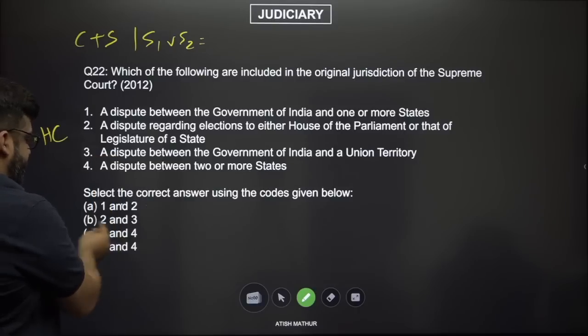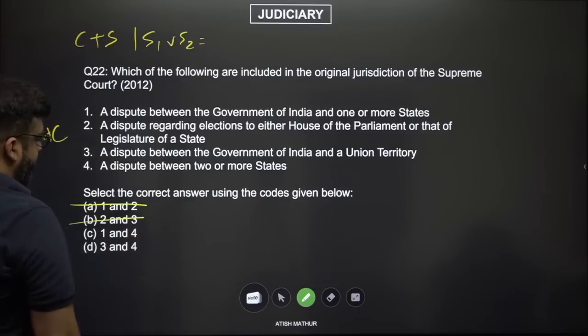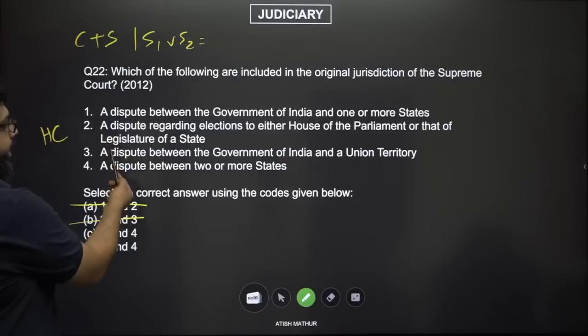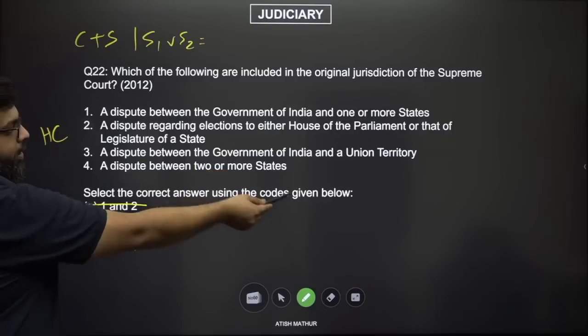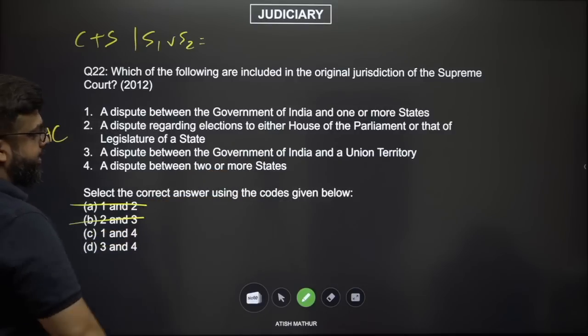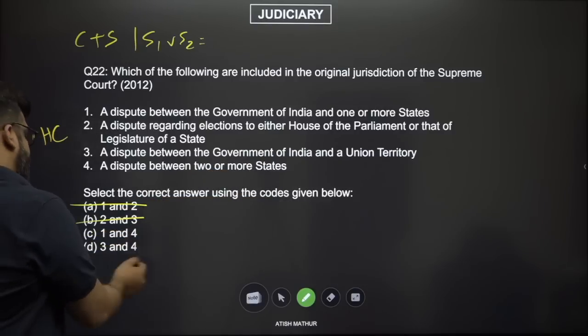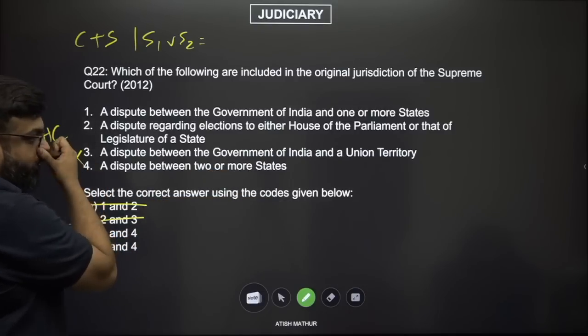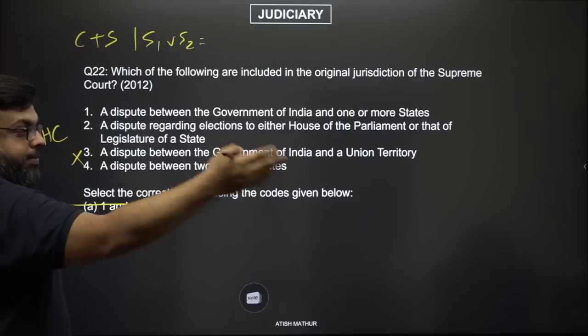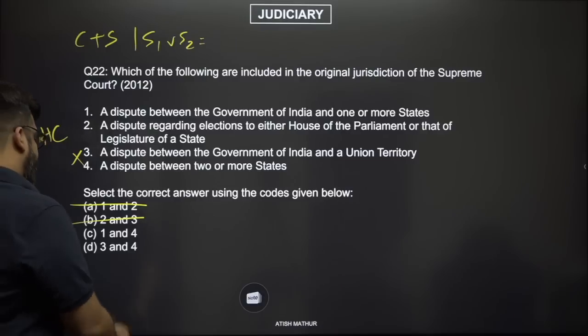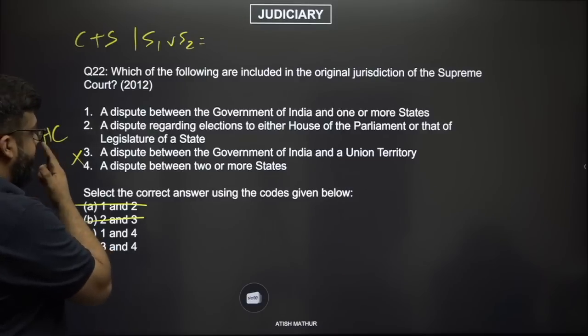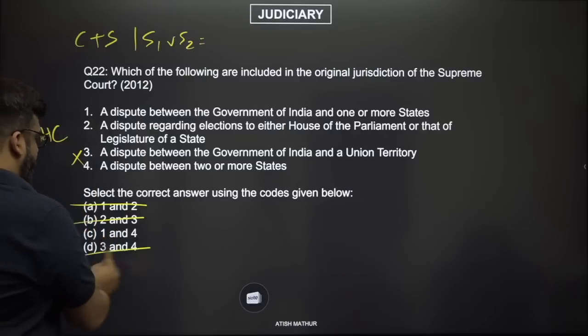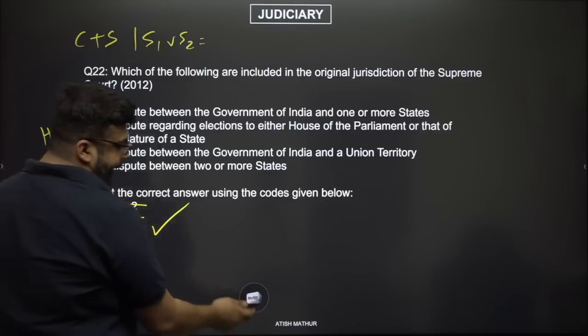So any option which has 2 in it gets eliminated. Now you're left with 1 and 4 and 3 and 4, which means either 1 is correct or 3 is correct. The union territory is nothing but an administrative extension of the central government. So 3 is incorrect. There is no original jurisdiction here. In some cases, it gets referred to the concerned High Court, and therefore the answer becomes 1 and 4 only, which is option number C.